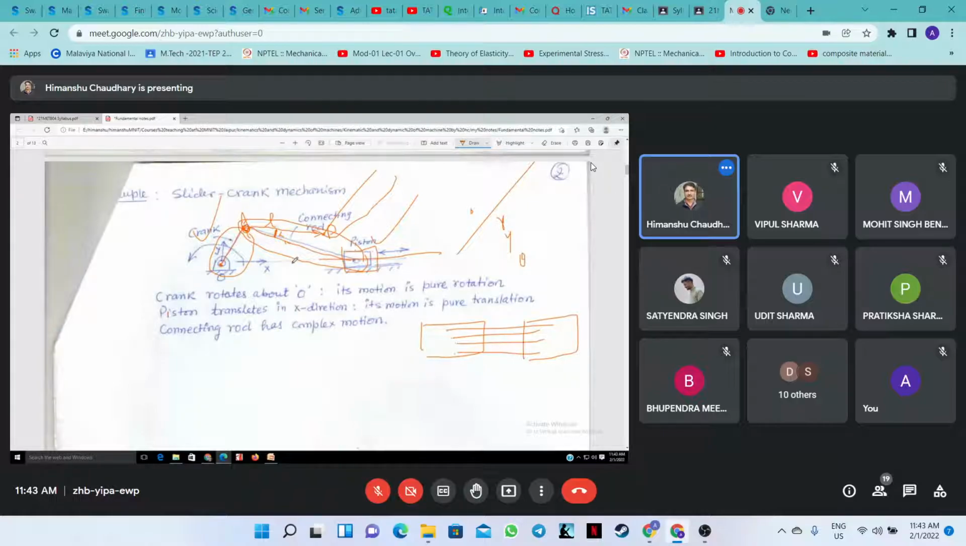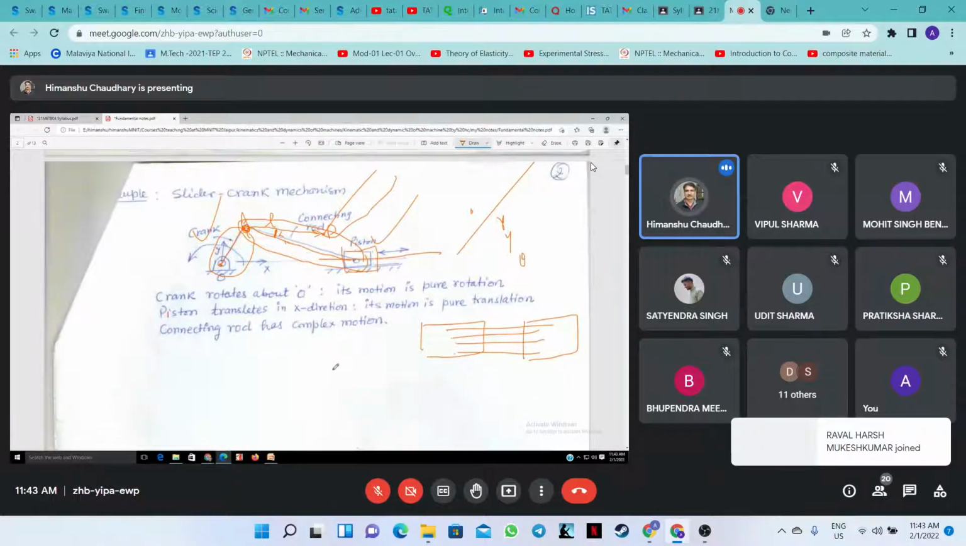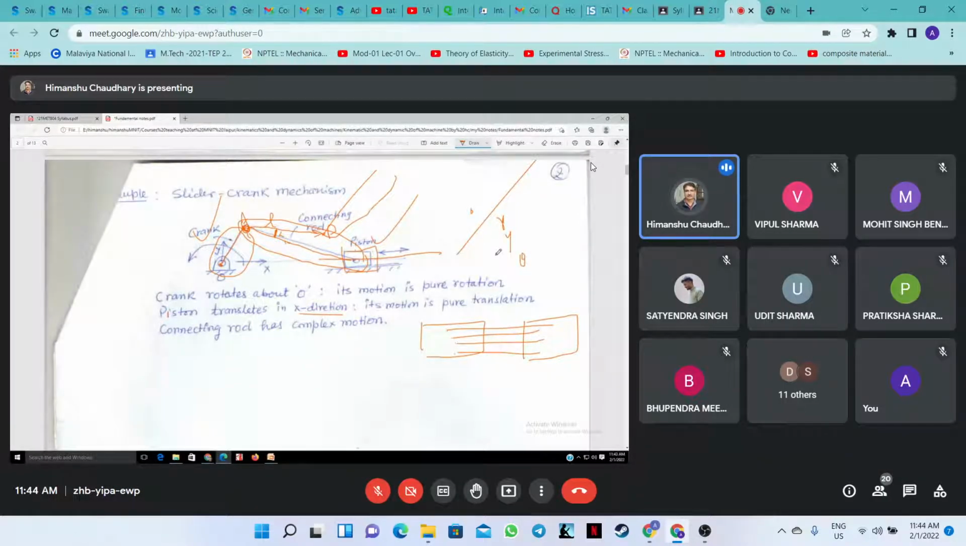The crank rotates about O, so it is in pure rotation. The piston translates in the x direction. The x direction is merely defined by the user. If I orient the reference frame along the piston direction, then the calculation becomes easy. That's why the reference frame is oriented along the piston. So the x direction is the piston direction; the crank is in pure rotation, and the connecting rod has complex motion. So this is how we analyze the positions of a simple crank mechanism.